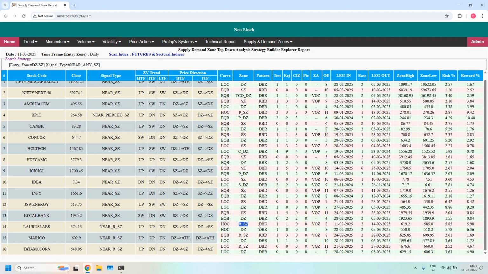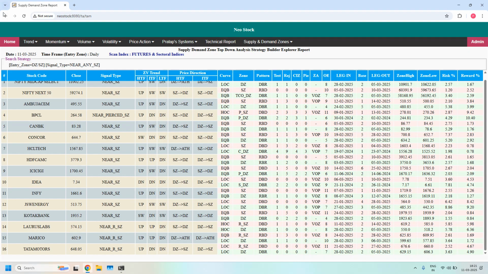Laurus Labs is having a daily high liquidity supply zone. Marico is having a daily high liquidity supply zone. Tata Motors is having a daily high liquidity supply zone. So we have identified 3 daily high liquidity supply zones from this list.